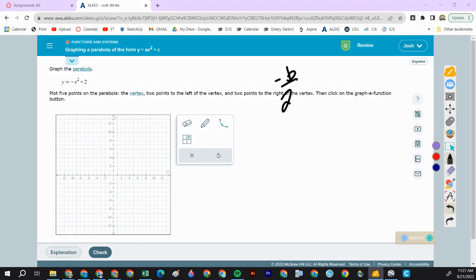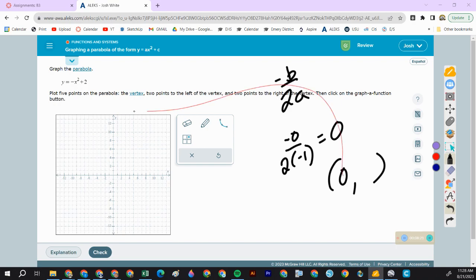Negative b over 2a. In this case, it's negative 0 over 2 times negative 1, which is 0. So the x coordinate of my vertex is 0. What is the y coordinate? We plug that in here. 0 plus 2 is 2. So this vertex is at 0, 2. Right there.